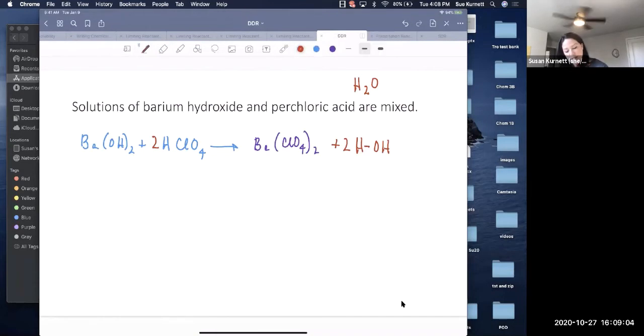So barium hydroxide is made of 1 barium ion and 2 hydroxides. Perchloric acid was a strong acid, so 2 hydrogen ions and 2 perchlorates.